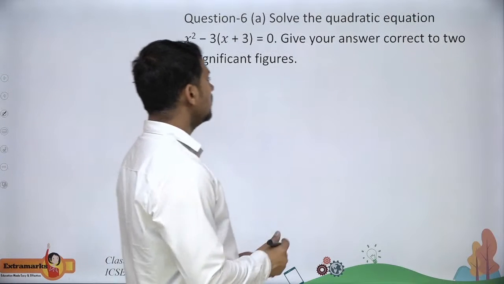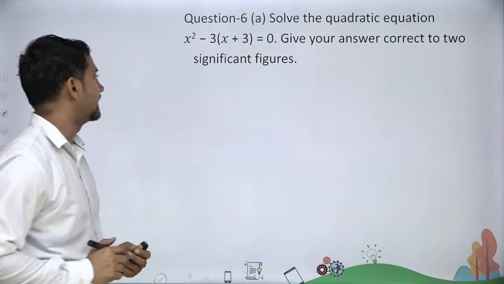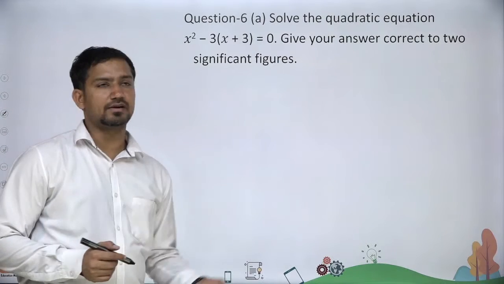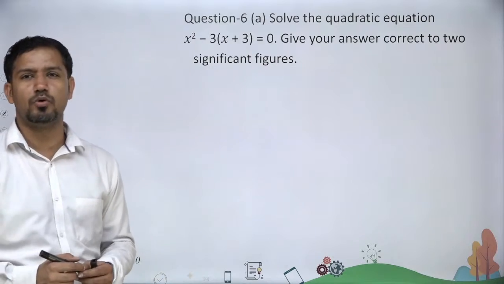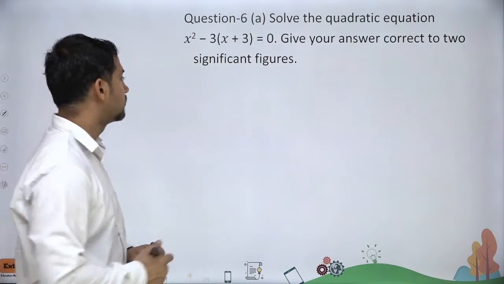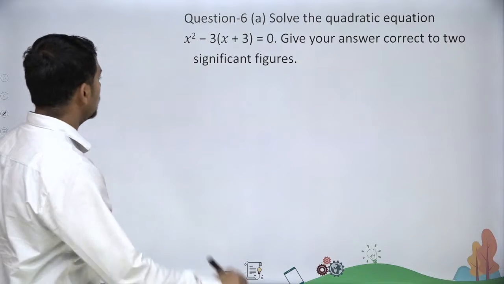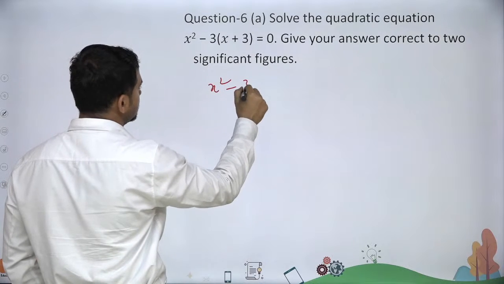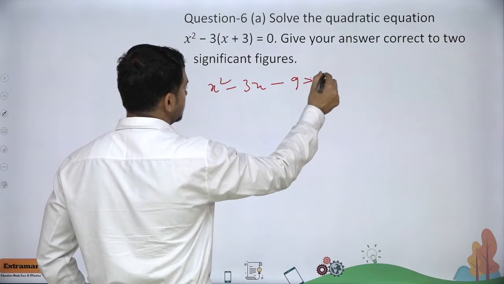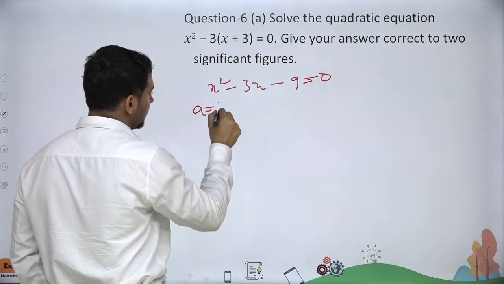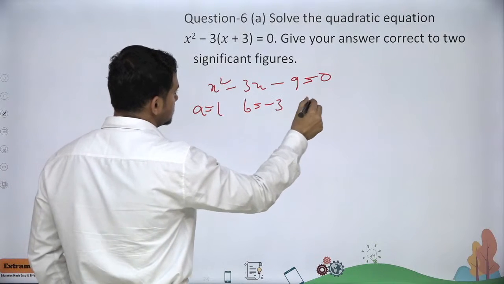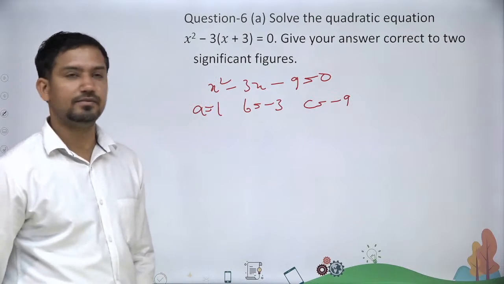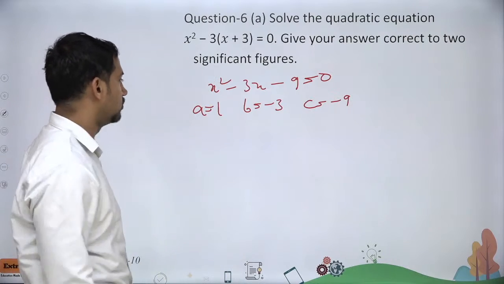Now solve the quadratic equation x square minus 3x minus 9 equals 0 and give your answer to two significant figures, which means you have to give the answer with decimal points. First of all, open the bracket. Then what is the value of a? a should be equal to 1, b should be equal to minus 3, c should be equal to minus 9.